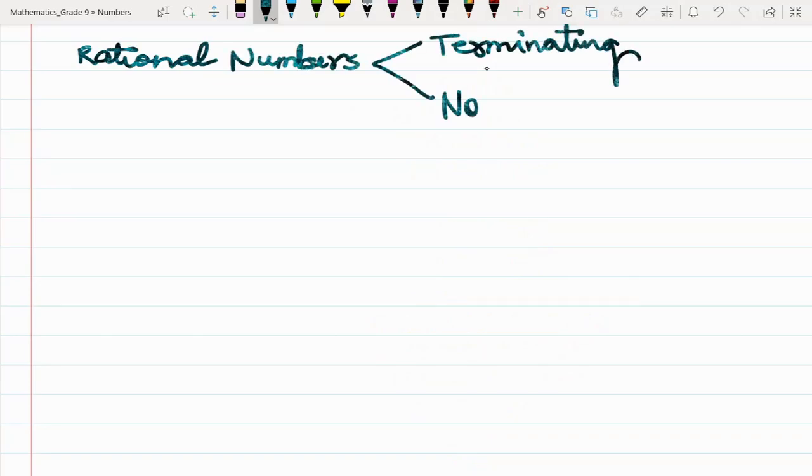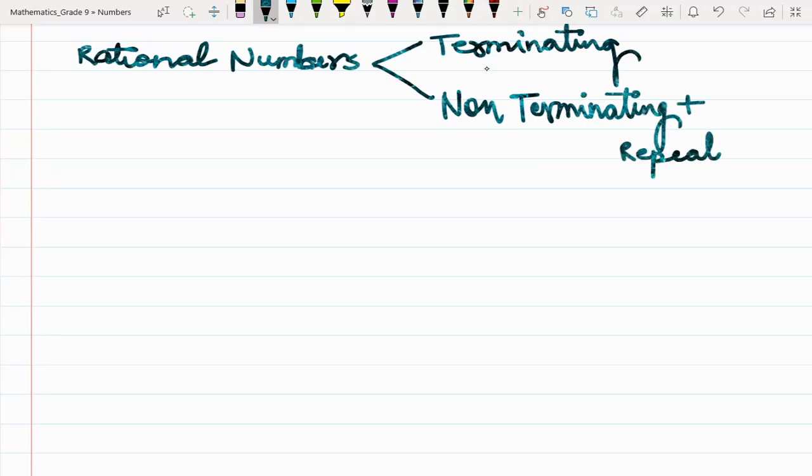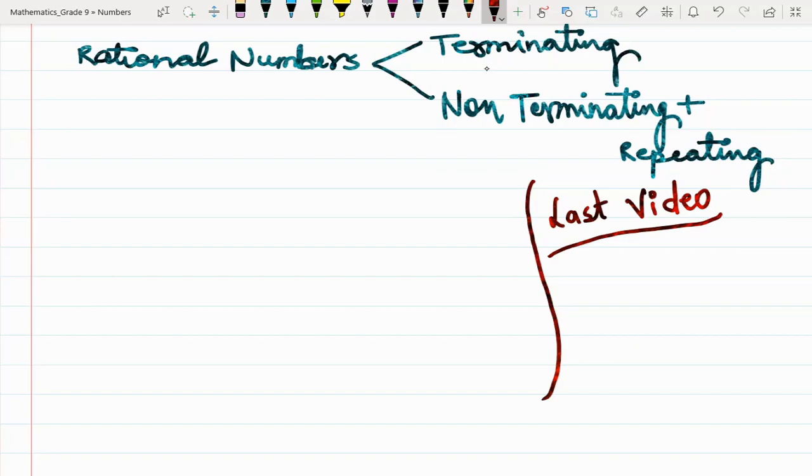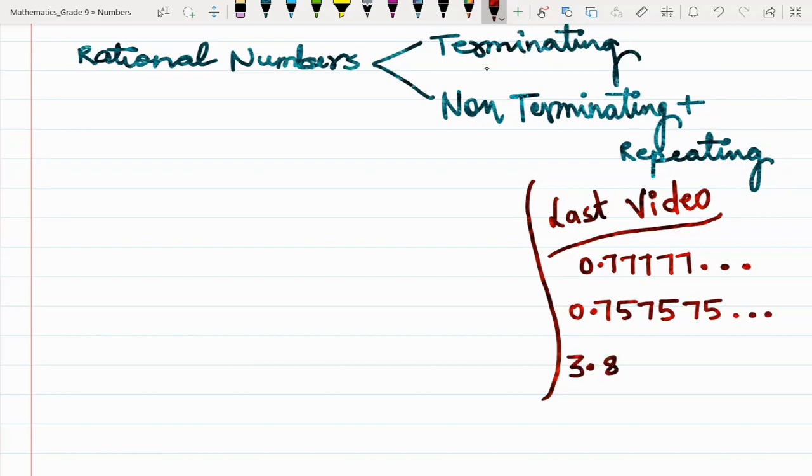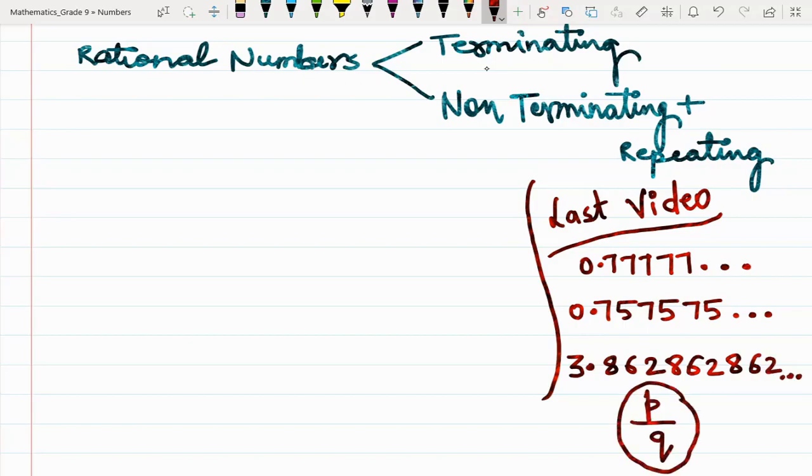Hi guys, welcome to the next part of rational numbers where we are going to see mixed forms and how to write them in the form P over Q. Let's have a quick revision from the last video where we saw some numbers like 0.7 bar, where the bar was on one digit, 0.75 bar, where the bar was on two digits, and 3.862 bar, where the bar was placed on three digits. We saw how to write them in the form P over Q, and these were all the simple forms.